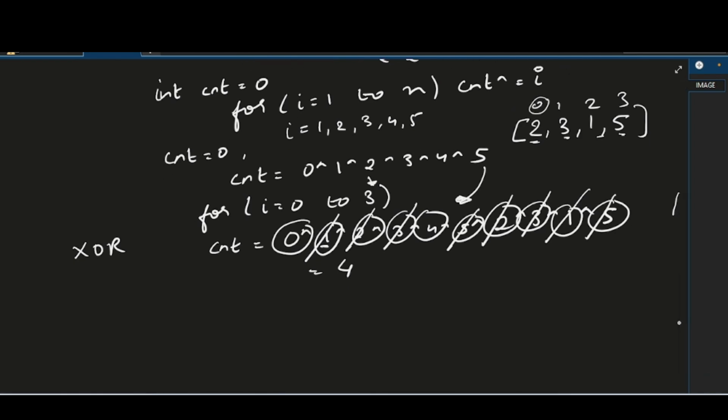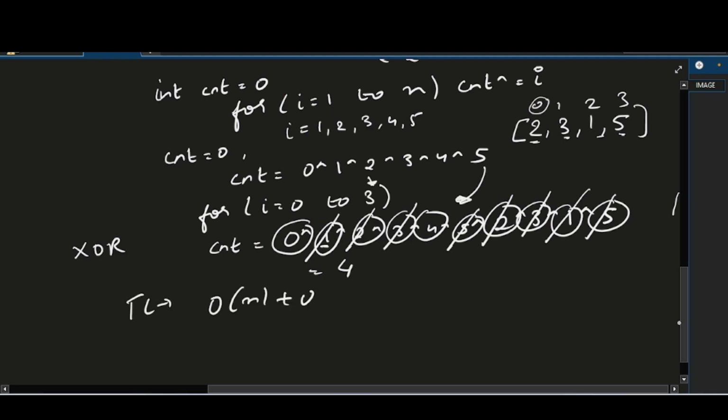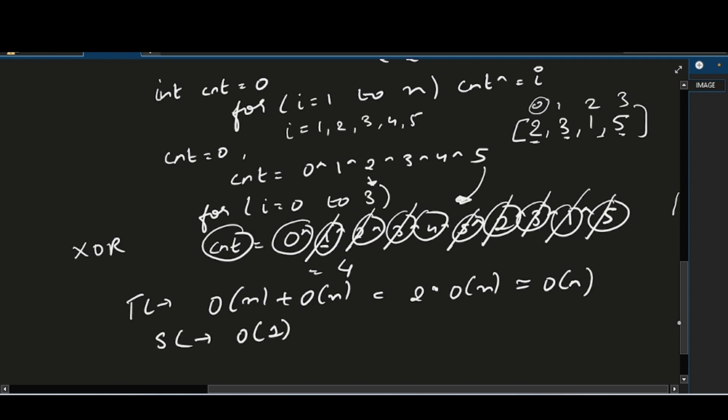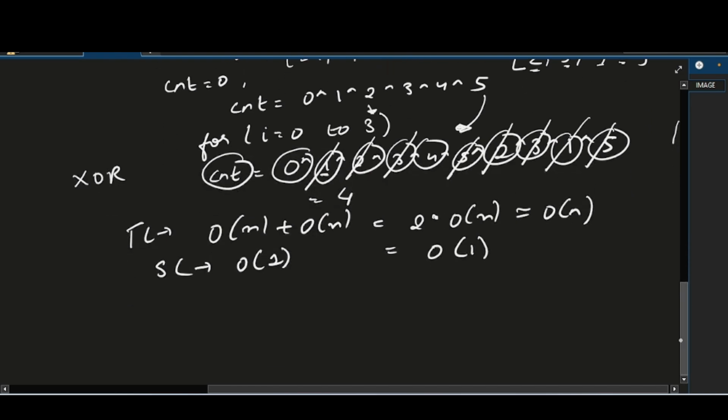So over here, since we have not done any sorting, the time complexity is going to be O of n plus O of n, which is 2 times O of n, which is ultimately O of n. Space complexity again is going to be O of 1, since I am only using a count variable. So we have used the most optimized approach for this code, that is a time complexity of O of n and a space complexity of O of 1.